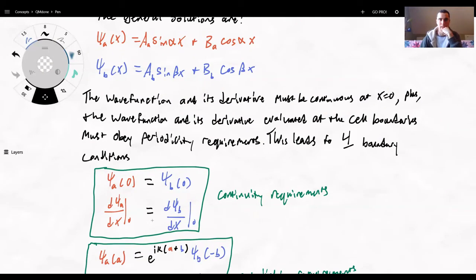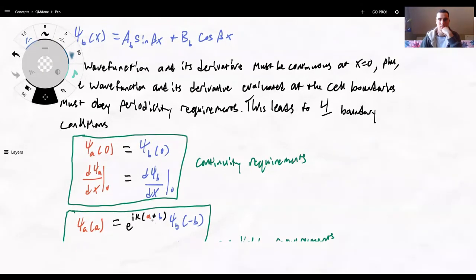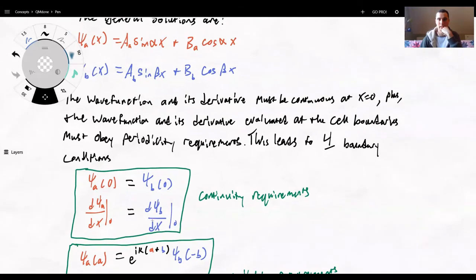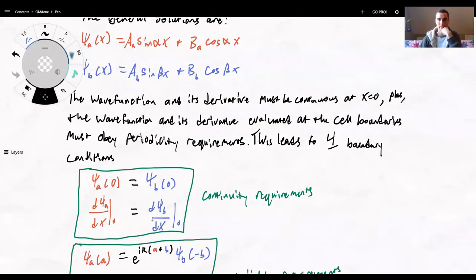So the wave function and its derivative must be continuous at x equals 0, right? Because these are periodic systems. We want them to just flow right into each other, right? It wouldn't make sense if we just have these hard jumps in energy in between our unit cells. So they have to flow into each other. They have to be continuous.